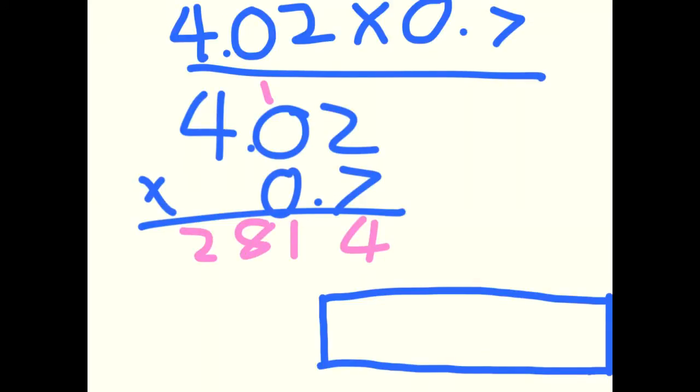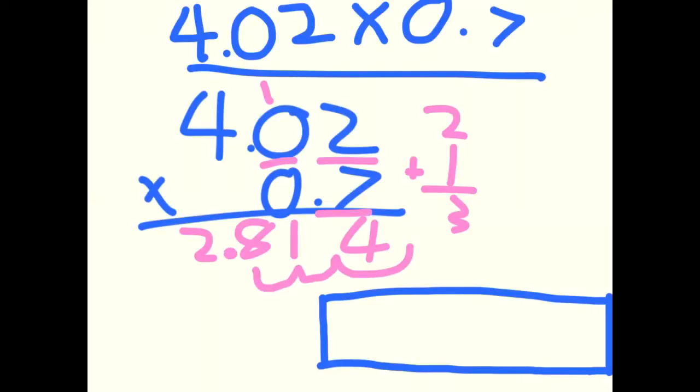7 times 4 equals 28, so I'm going to put that there. And to find out where to put the decimal place, you're going to add up these 2 and this one. So 2 plus 1 equals 3. So you're going to count decimal places. 1, 2, 3. There we go. 3 numbers over. You're going to put the decimal place since this equals 3. And our answer is now 2.814.